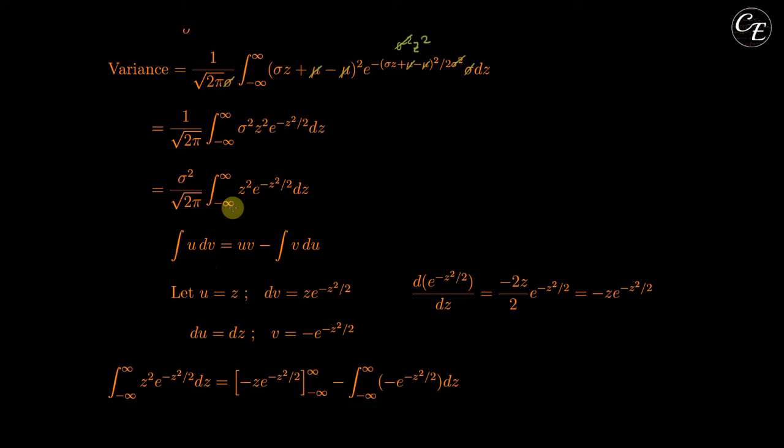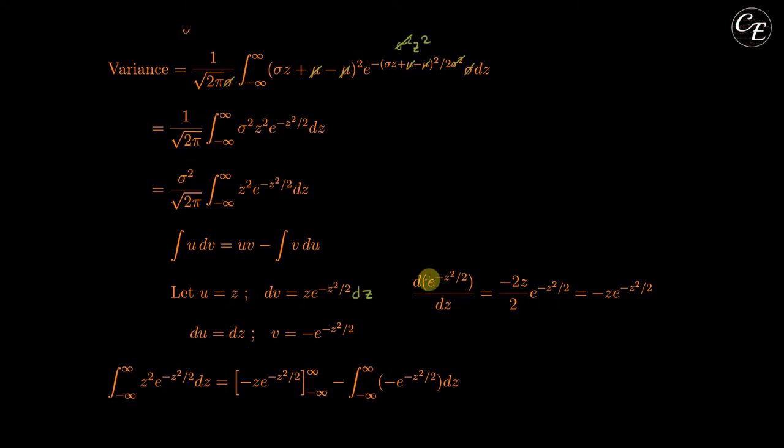Then for this integral, let us use integration by parts, which has this formula: integral of u dv is equal to uv minus integral of v du. Then for the u, let us take z from here. Then dv will be the rest of the terms, which is z e raised to negative z squared over 2 dz. Then du will be the derivative of this one, which is dz. Then for v, the integral of this one.